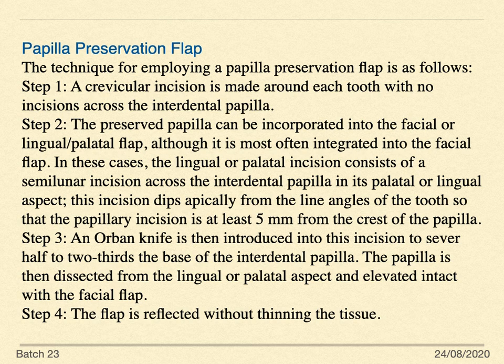The incision dips apically from the line angles of the tooth so that the papilla is preserved. The papillary incision is at least 5 mm from the crest of the papilla. An Orban's knife is then introduced into the incision to sever the half or 2/3 of the base of the interdental papilla, and the papilla is moved to the other side. Then debridement will be done. Then the papilla is moved to the same position and sutured back.